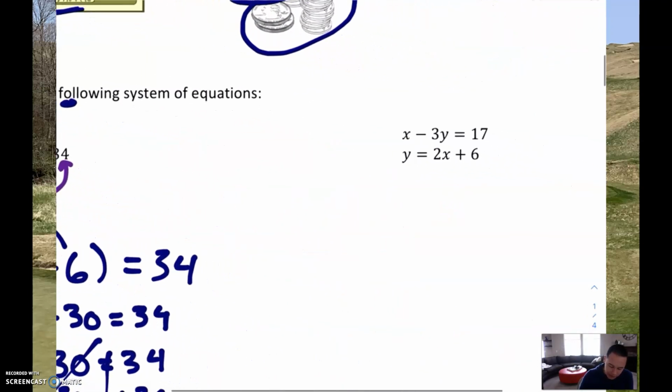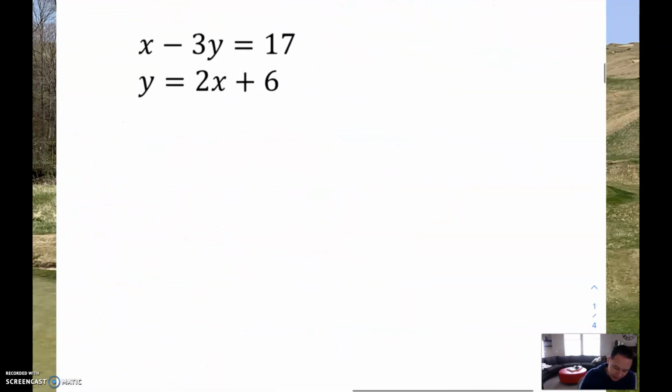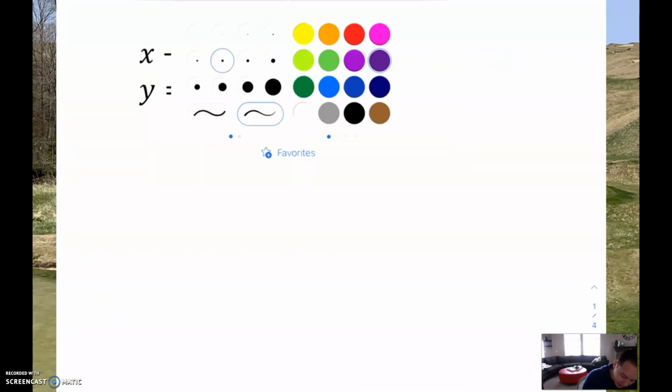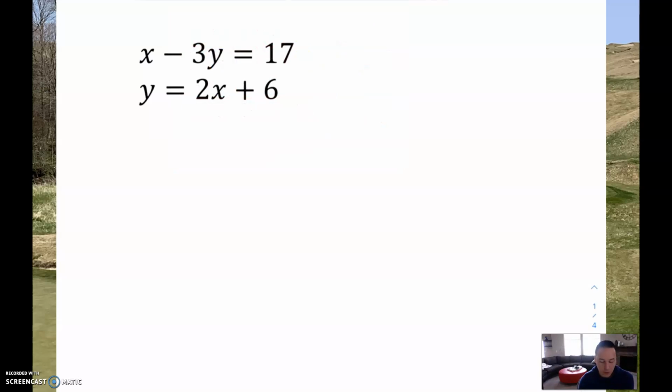Let's do one more example. We have x minus 3y equals 17 and y equals 2x plus 6. Now that dollar bill is on the bottom. So whichever variable is solved for you, you see y equals, that's what's going to be substituted in. So we know that y is equal to 2x plus 6. So wherever I see a y, I'm going to replace it with 2x plus 6.